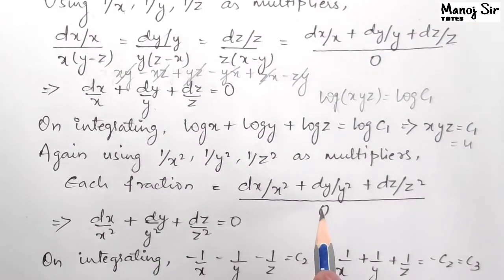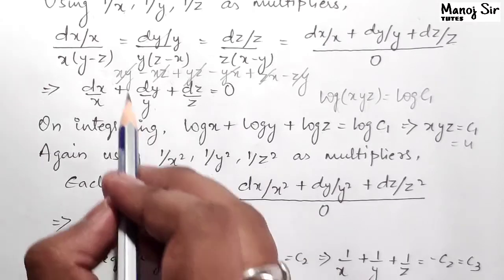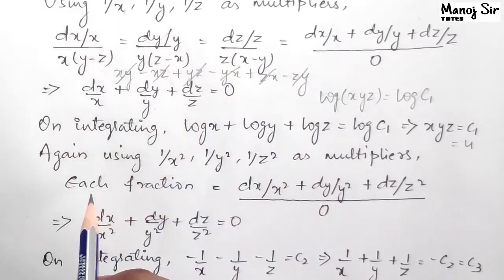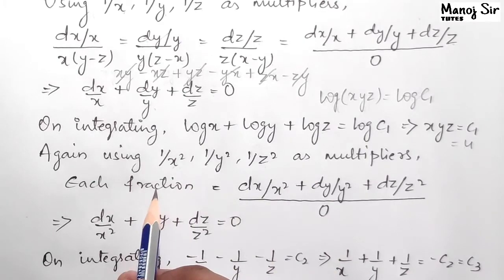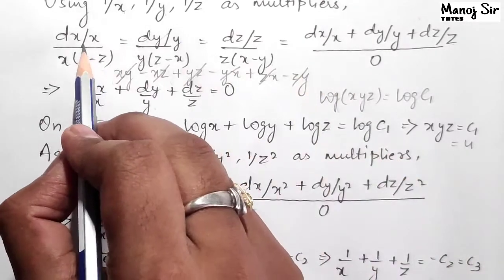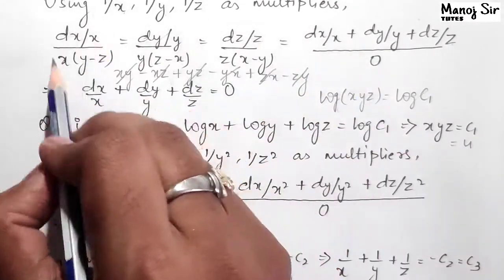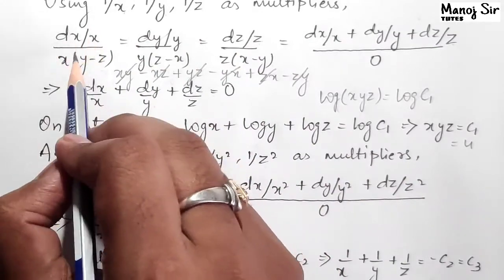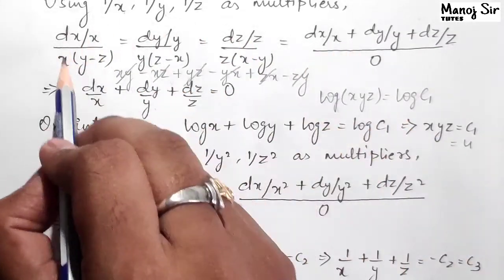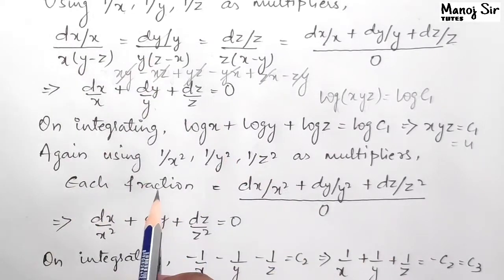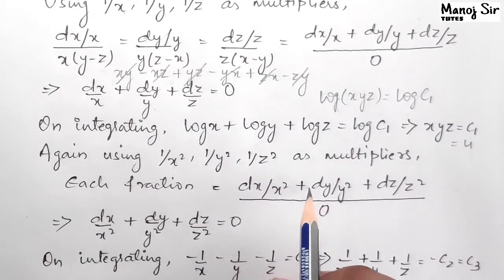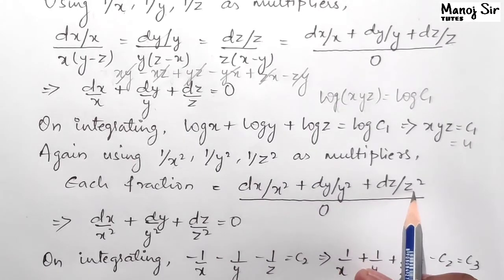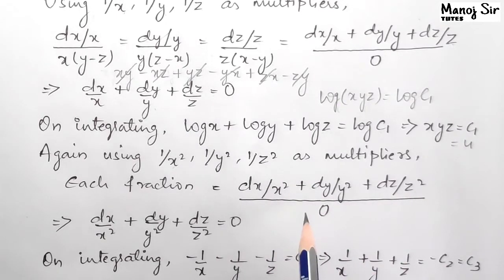So here we have 0 in the denominator part. Instead of writing all these things, we will write simply each fraction, because on taking this 0 to the left hand side, this will become 0. So instead of these three, we will write simply each fraction equals dx upon x square plus dy upon y square plus dz upon z square upon 0. Now take this here, this will become 0.